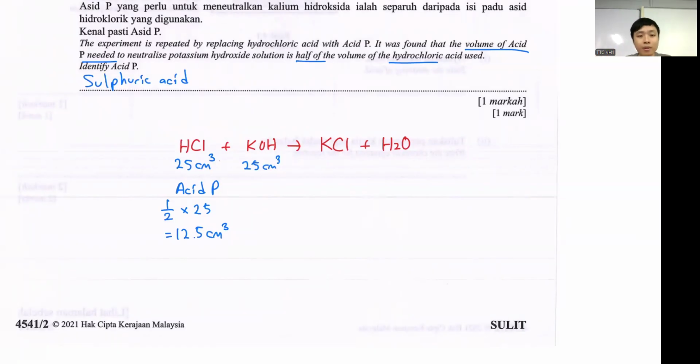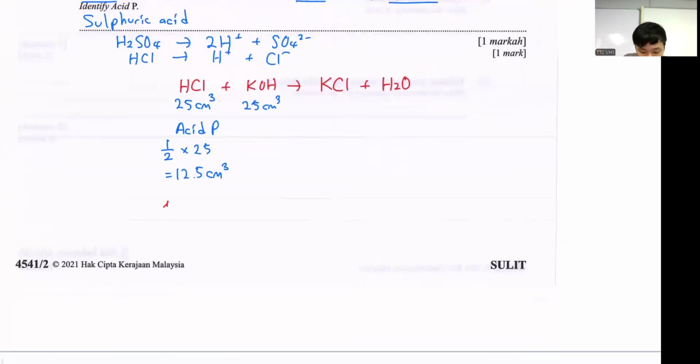Sulfuric acid, right? Diprotic acid, remember? H2SO4 is a diprotic acid. When it ionizes in water, it produces 2 moles of hydrogen ions. So look at HCl, right? It only produces 1 mole of H+ when you ionize it in water. So it means if you got 1 cm cube of HCl, it only produces 1 mole of H+. That's why you need 25 cm cube of HCl to produce 25 moles of H+.